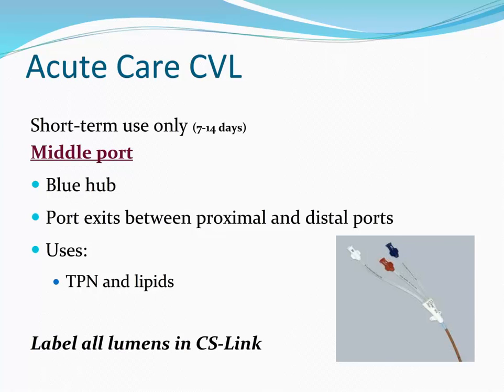The middle port has a blue hub and exits in the middle of the catheter between the proximal and distal ports. This should be your first choice for continuous central line infusions. If you have TPN or lipids to give, you should infuse through this port.